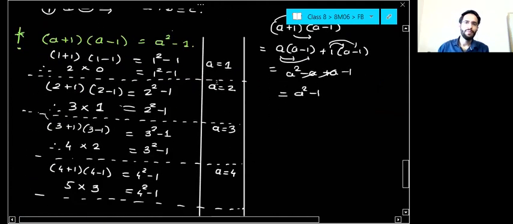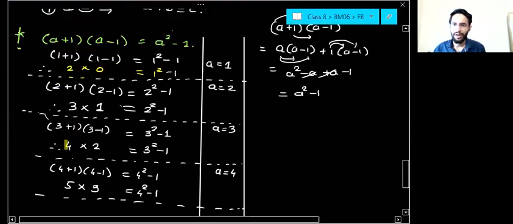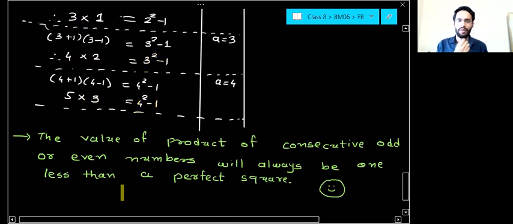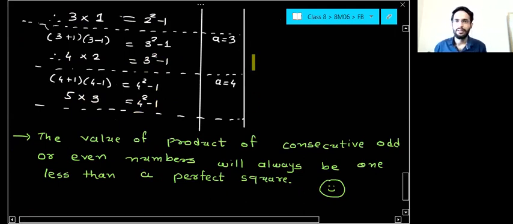And a plus 1 into a minus 1 will give you a square minus 1. So from this table we got that the product of two even numbers or the product of two odd numbers is always 1 less than a perfect square. And the product of consecutive odd or even numbers will always be 1 less than a perfect square.